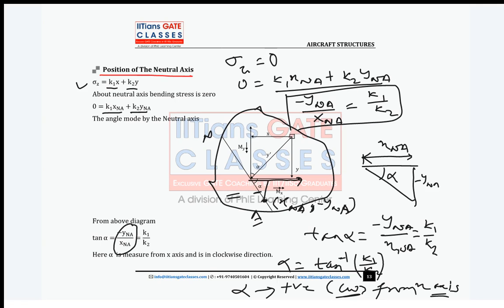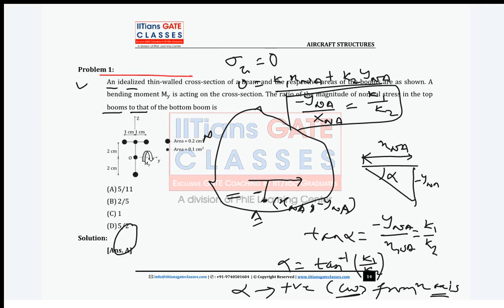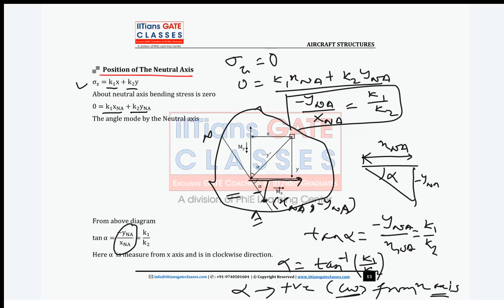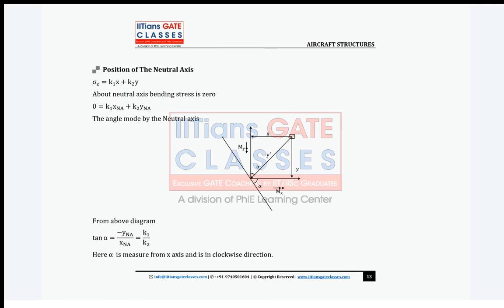Okay? So once you know this, I can write this K1 and K2, right? In terms of what? Moment of inertia. I can write in terms of moment of inertia. So tan alpha, right? So what is the K1? Anyway, numerator will come, denominator will get cancelled, right? So what is the K1, guys?